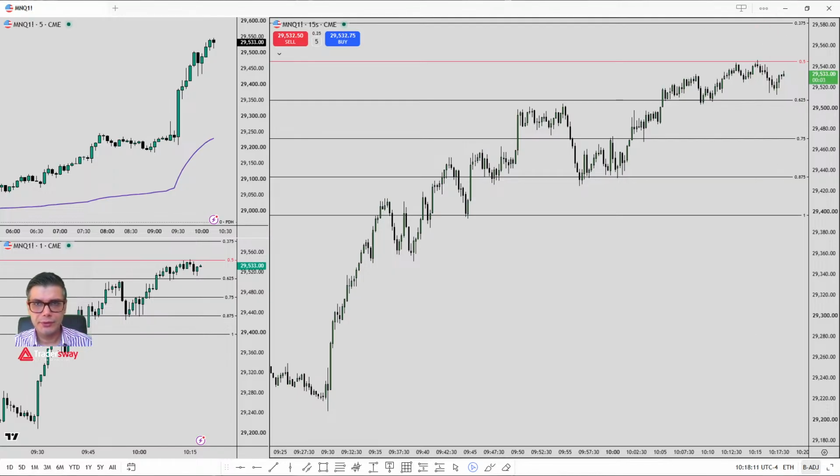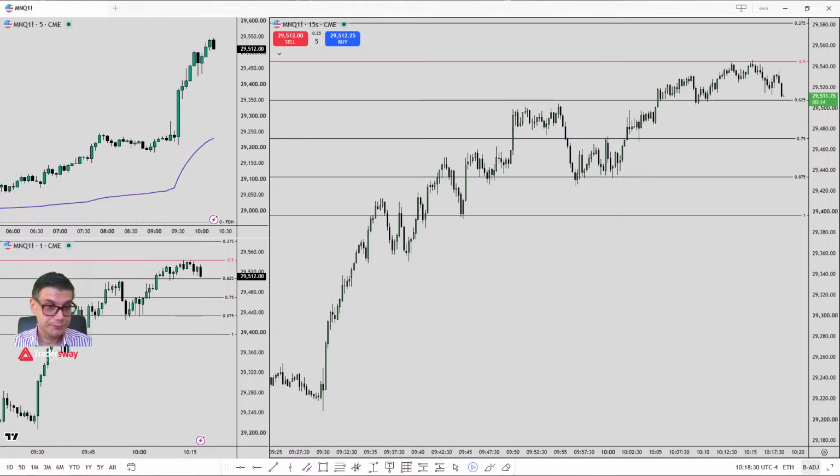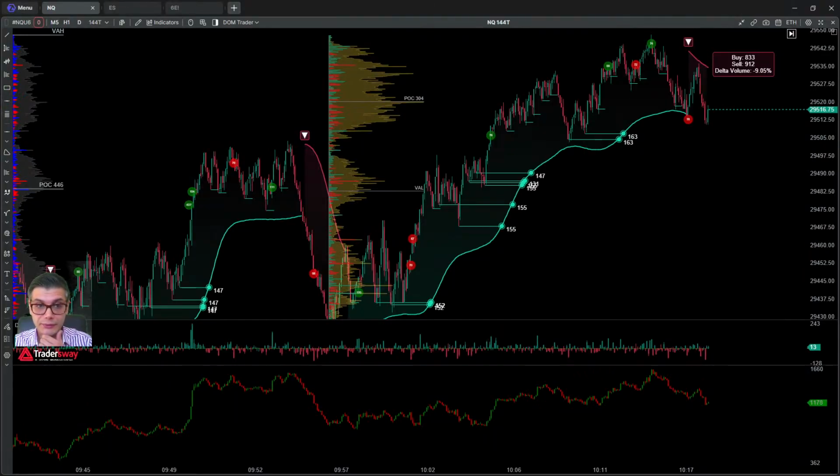We'll be focusing on NQ only, but I do like to switch to the order flow platform because there's nothing going on the footprint chart. There's nothing going on the naked chart. So let's go to the order flow. All right, there you go.